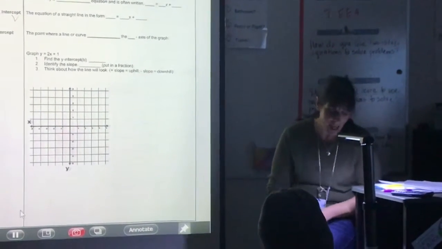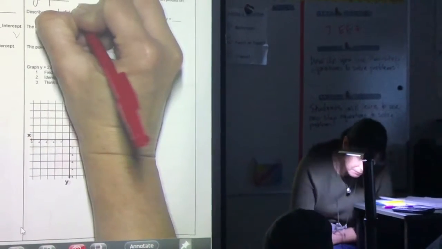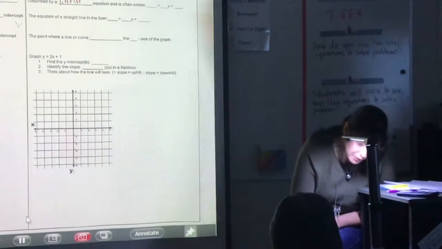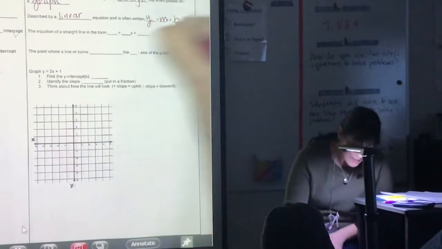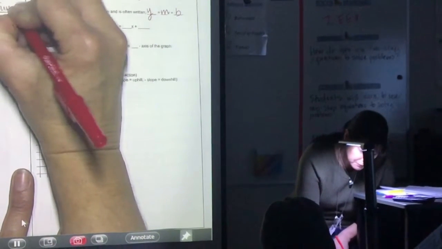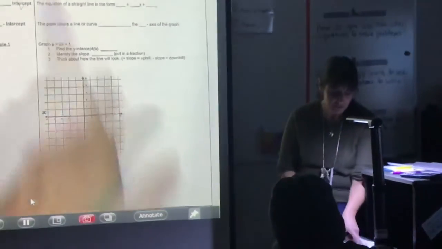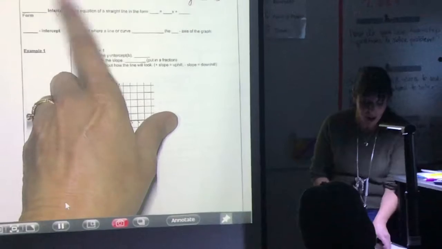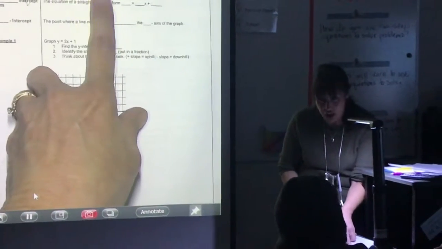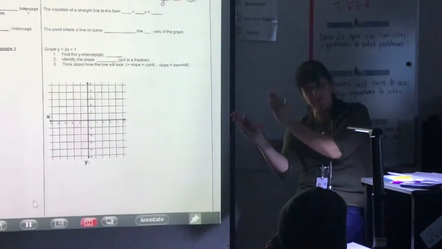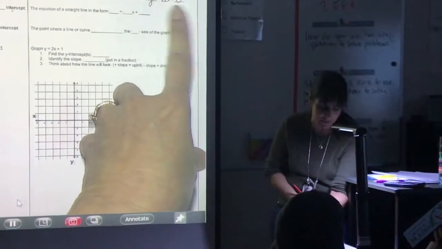The next term we have is described by a linear equation, and is often written y equals mx plus b. That's a linear function. So the equation, a linear equation, when you graph it and it is a straight line, becomes a linear function. So the linear equation is the function, and this is the form that it's written: y equals mx plus b.